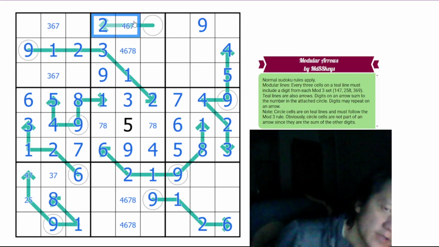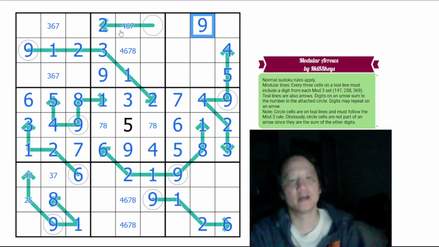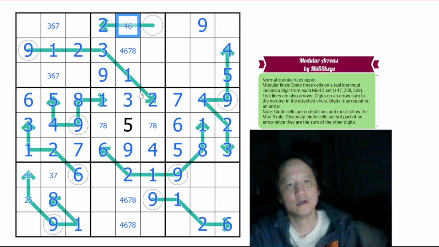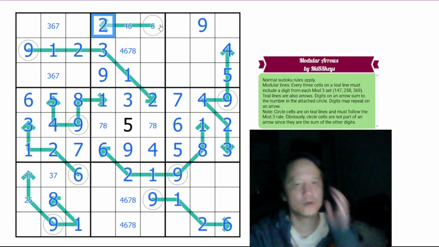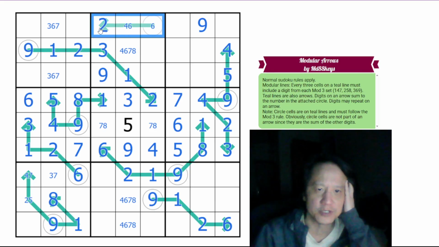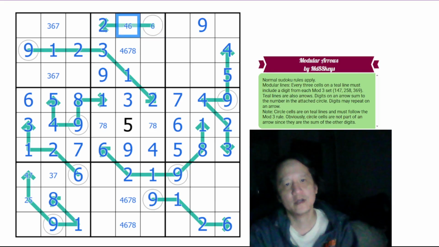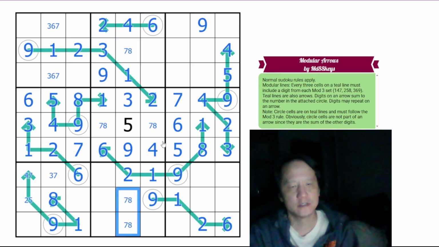2 and 7 cannot add up to 9 because we have a 9 in the row. So it's 2, 4 adding up to 6. Or it cannot be 2, 6 adding up to 8 because 2 and 8 are in the same modulo set, 2 mod 3. So this must be 2, 4, and 6. Which eliminates 4 and 6 in the same box.